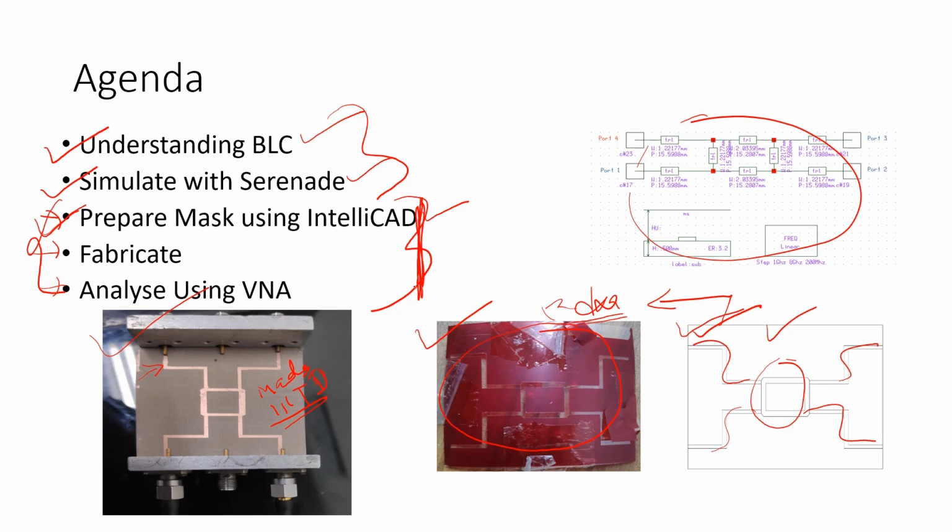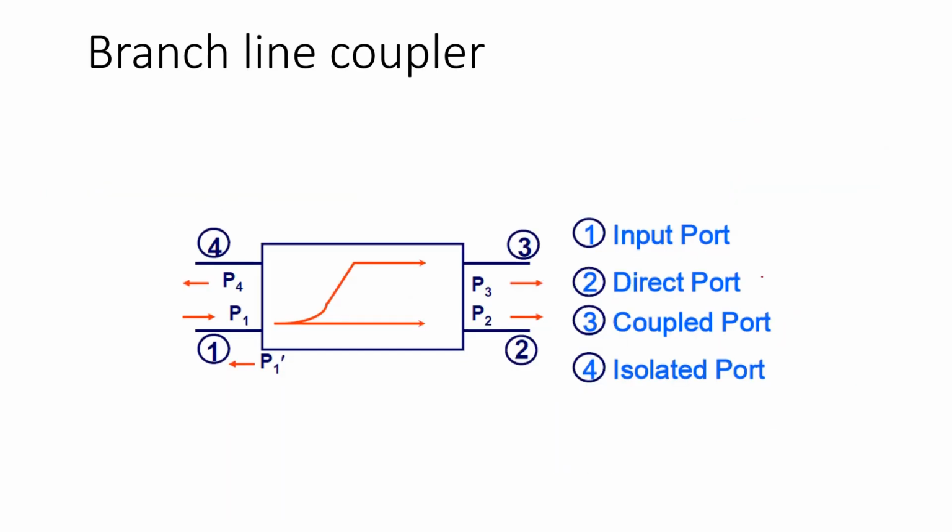Okay, so let's go to our next slide. This is your BLC, branch line coupler. This is a black box. Actually we know what it holds inside, because in the last slide I showed you a few pictures, but for now just assume that it is a black box. We don't know anything about it. Perfect.